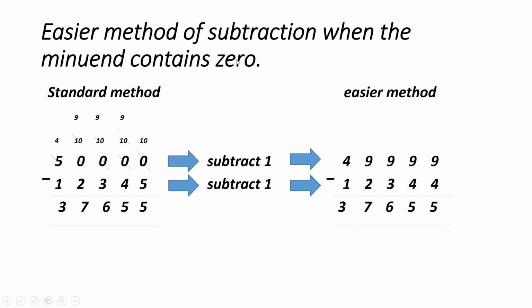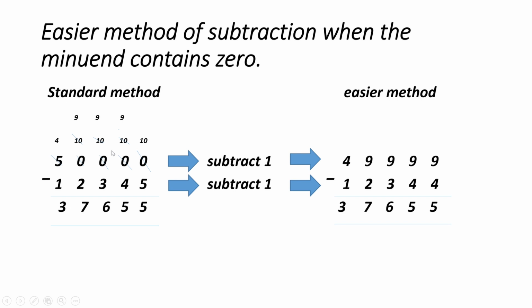Children, we have an easier method of subtraction also when the minuend contains a 0. This is the standard method of subtraction and this is the easier method. First look at the standard method. We have to subtract 12,345 from 50,000. Okay, so let's see the subtraction here. As you can see, we have to carry 1 from here. From 5 we'll take 1, carry over to here, 0 will become 10. Then we have to forward 1 to the tens, hundreds place.